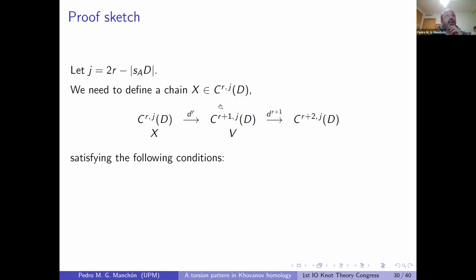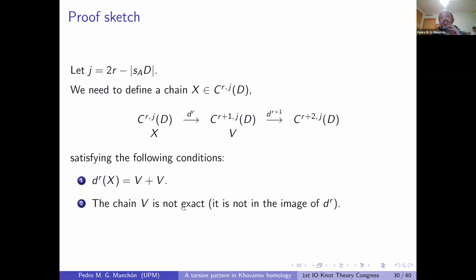Well, I will sketch the proof. The complete proof is long and quite technical, so I will concentrate just on the monocircular diagram. In general, what we need is, we have V in this module, and we need to define a chain in this module satisfying the following condition. The differential of X is V plus V, and V is not exact. That means it's not in the image of the differential. These two conditions, of course, tell us that V is defining a two torsion element.